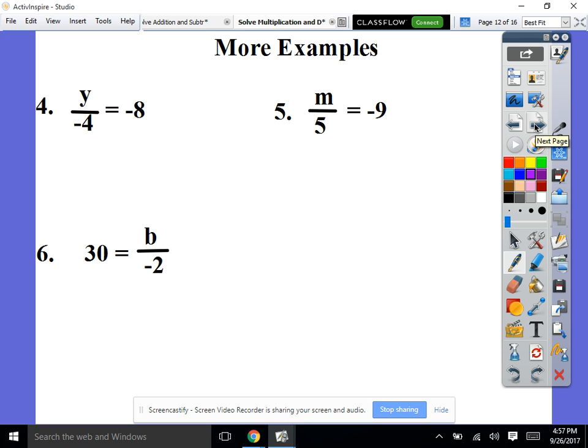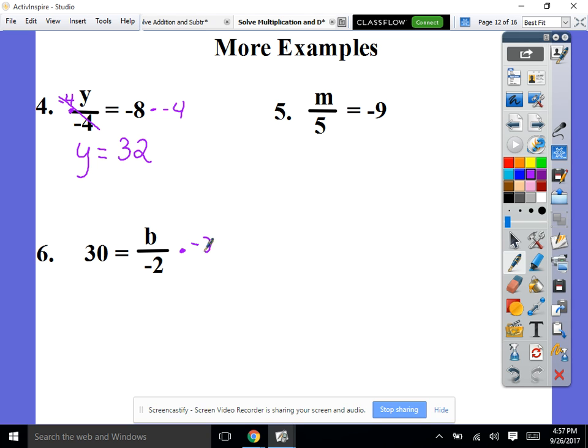More examples. So we're going to multiply by negative 4. Multiply by negative 4. This cancels out. Leaves us with y equals negative 8 times negative 4 is positive 32. Plug that back in. 32 divided by negative 4 equals negative 8.